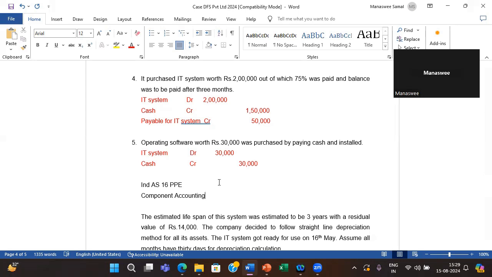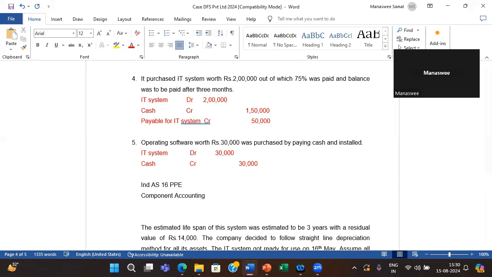From that point of view, I thought I should make you aware of component accounting, which means possibly on 2 lakh rupees we will calculate depreciation separately, and on 30,000 rupees we will calculate depreciation separately. Both figures taken together will be depreciation on IT systems. I hope you got this concept. In this case, we are assuming everything is for 3 years. So the cost of the asset is 2 lakh 30,000.